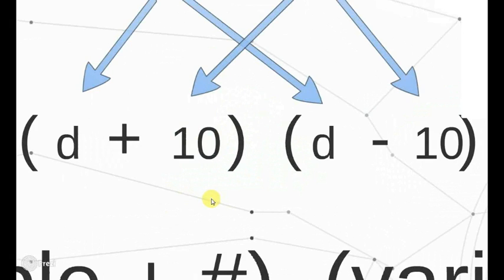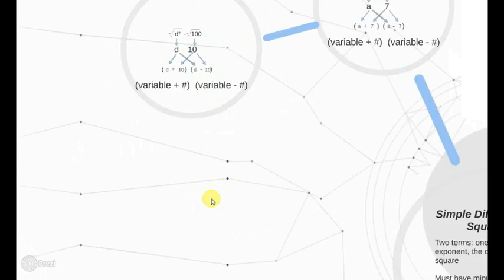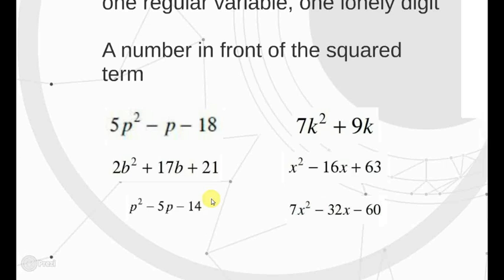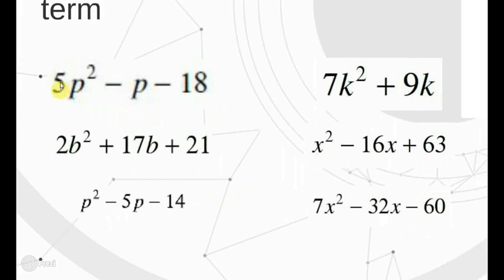All right, third and final technique that we're going to talk about are slide and divide quadratics. So we have to have 3 terms, very similar to regular quadratics in that respect. One squared, one with just a single variable with no exponent, and then one lonely digit with no variable attached. However, the big difference between these and regular quadratics, and I'll go ahead and zoom in on it, is that there should be a value in front of the squared term.